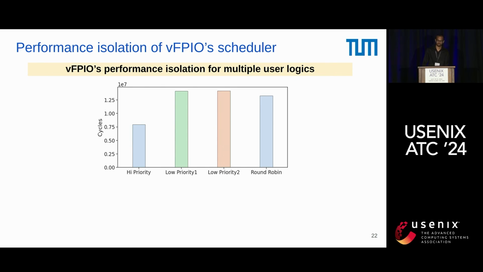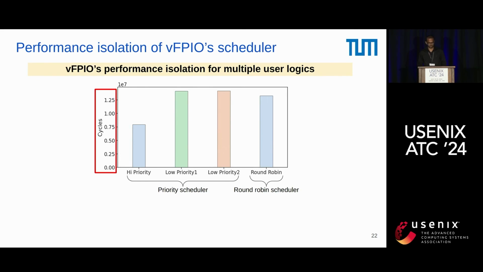So finally, to understand the performance isolation advantages provided by vFPIO, we run 3 configurations of a simple benchmark that copies data between the FPGA's local memory and the host memory. On the x-axis, we have 3 instances of the application. Now first, for the priority scheduler, we have 2 priority levels, a high and low, with 1 instance of the high priority and 2 instances of the low priority applications. And for the round-robin scheduler, we only show 1 instance. This is because the I/O bandwidth is equally divided between all 3 instances of the application. On the y-axis, we have the time to completion for each of these applications in terms of cycles. And in this plot, lower is better.